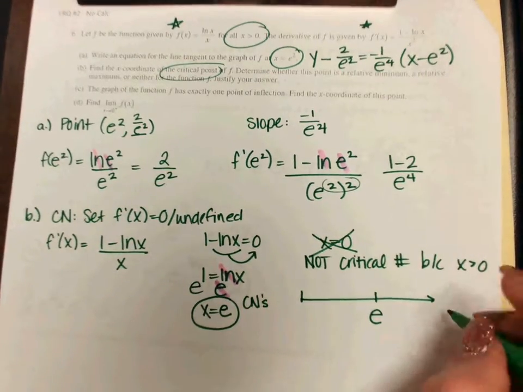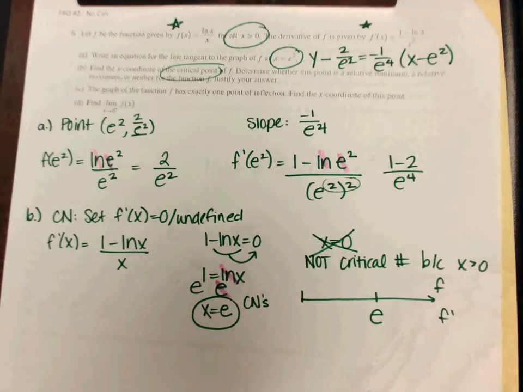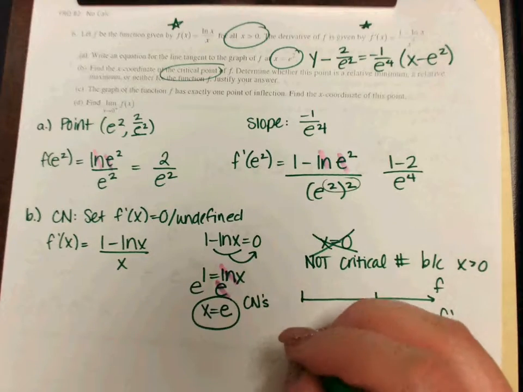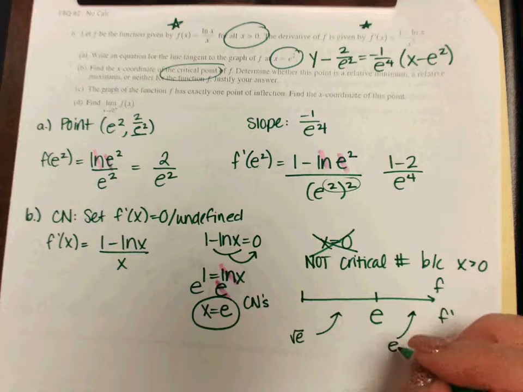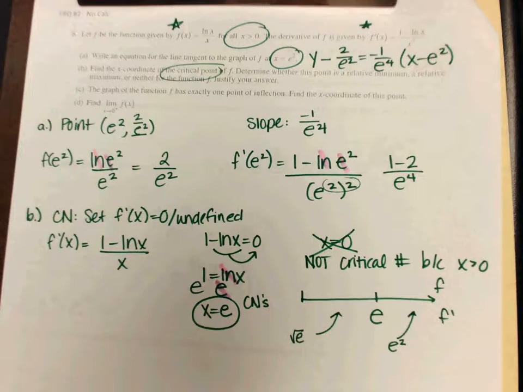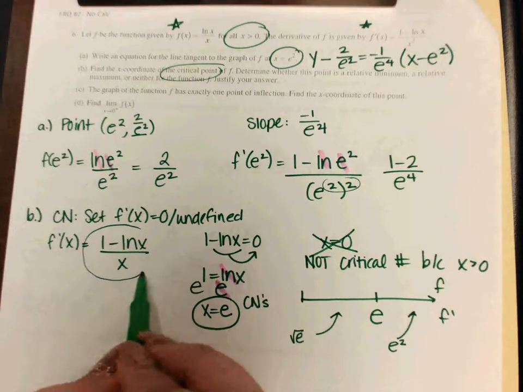So this is f prime. We are going to figure out what f is doing. Now, if I want a number that is smaller than e, I'm going to pick the square root of e for this section, and then when I want to plug in here, I'm going to use e squared. Because remember, if I want to pick a number smaller, I can take the square root. Bigger, I can square it. So we are plugging into f prime, which is right here.